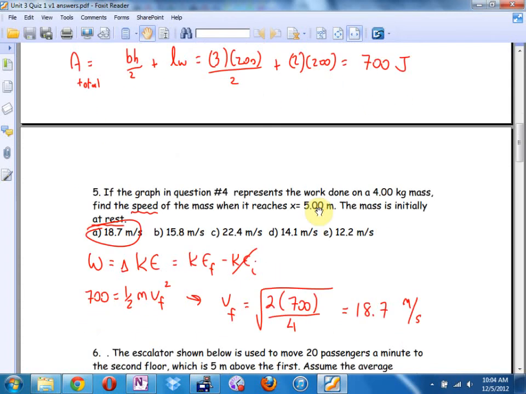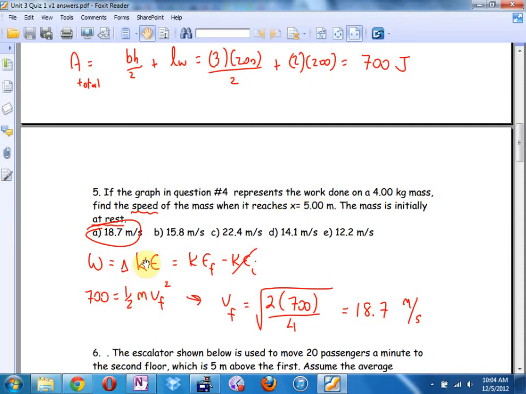So in number 5, if the graph in question number 4 represents work done, find the speed. The fact that they said speed, Dorothy, is a hint I want to use a scalar approach. Otherwise, they probably would have said velocity. I can say that work is change in kinetic plus change in potential. Paige, did they mention a changing height or anything? I think they would have if we assume level floor.